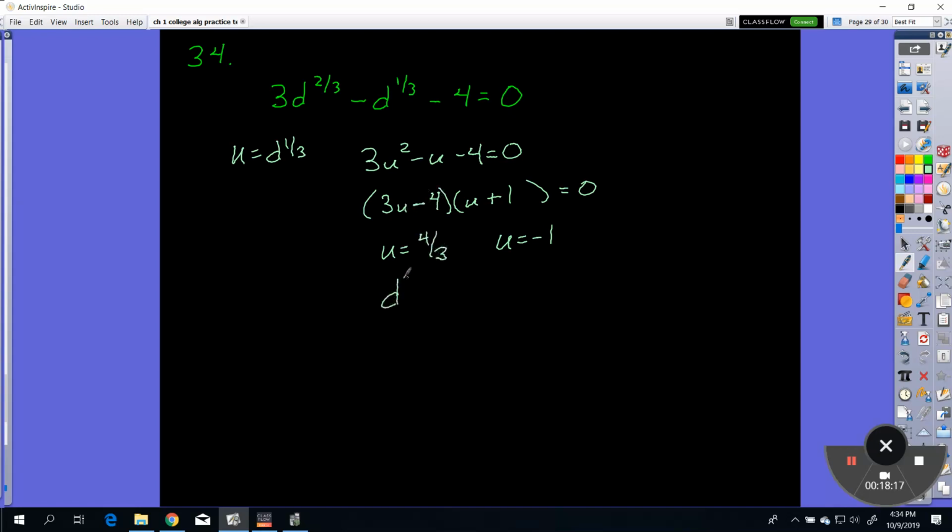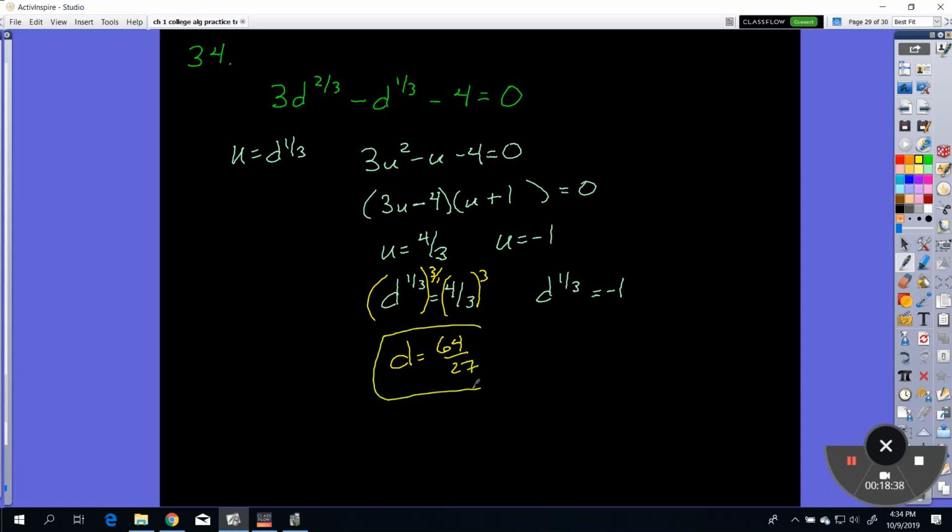So now what I'm going to do is replace that d to the 1/3 equals 4/3, and d to the 1/3 equals negative 1. So to get rid of the 1/3 power, I multiply it by 3, because then those cancel off. So that's cubed. So 4 cubed is 4 times 4 times 4, which is 64. 3 cubed is 27, so d equals 64/27. And when I cube this one, negative 1 times negative 1 times negative 1 is negative 1, so d equals negative 1. Realistically, we should plug those back in and make sure they work, since it is indeed a cube root, to make sure that those answers work for what we are working with.